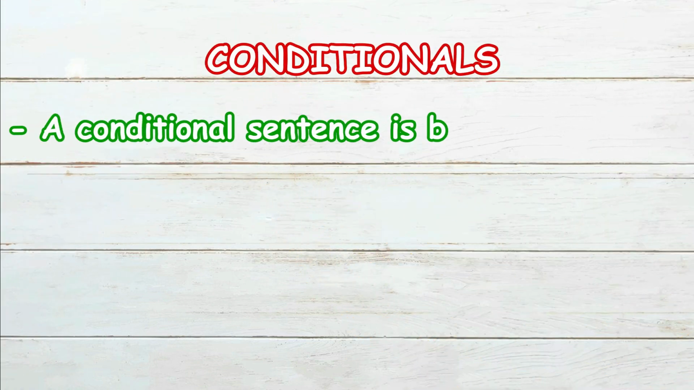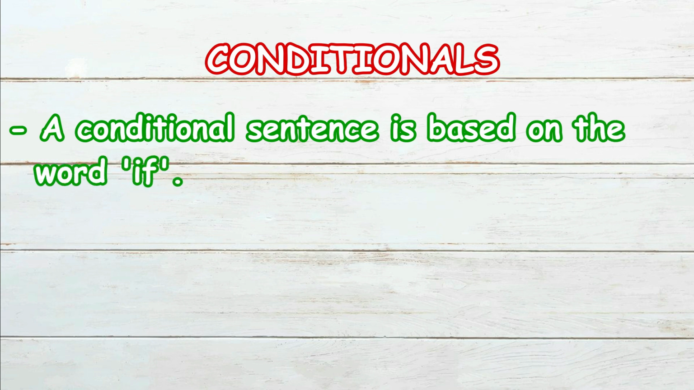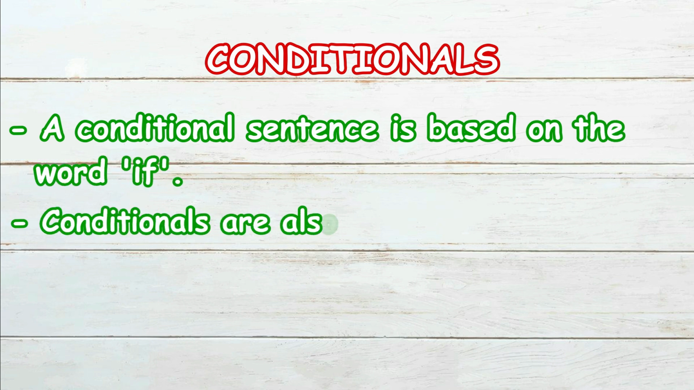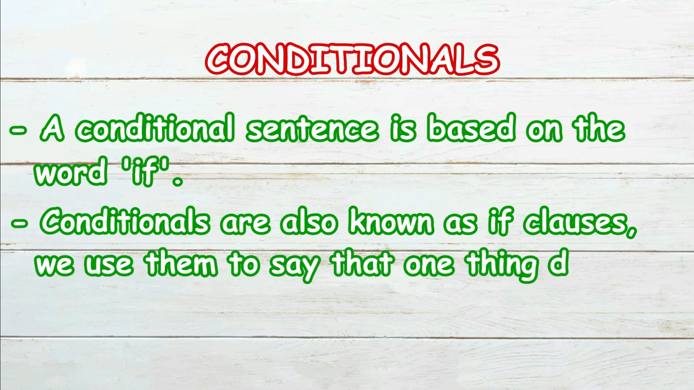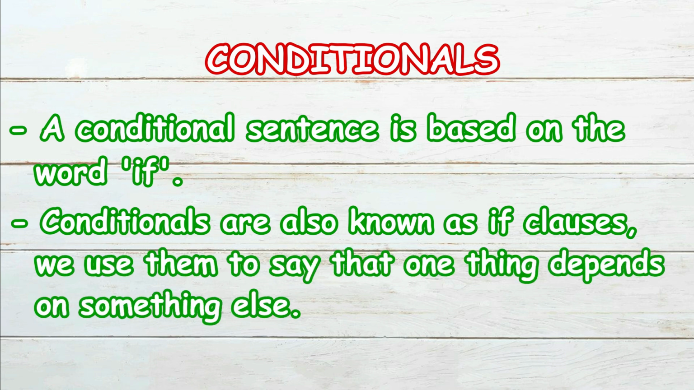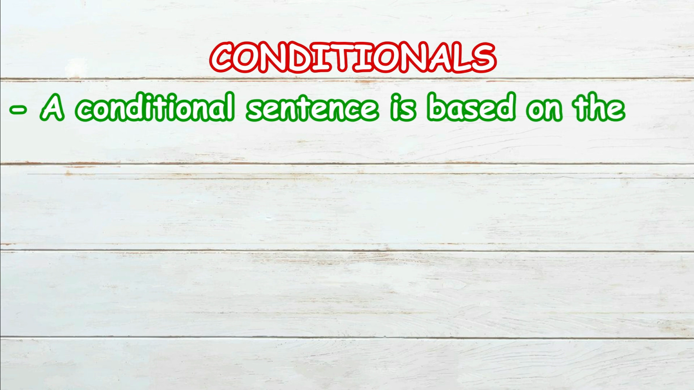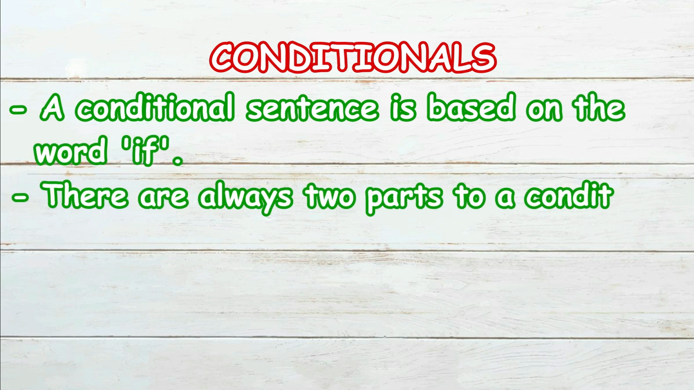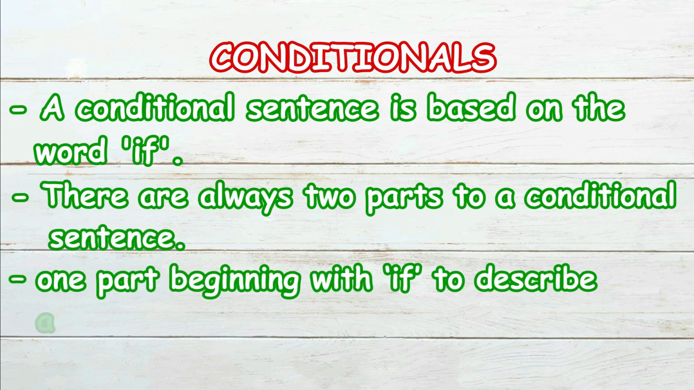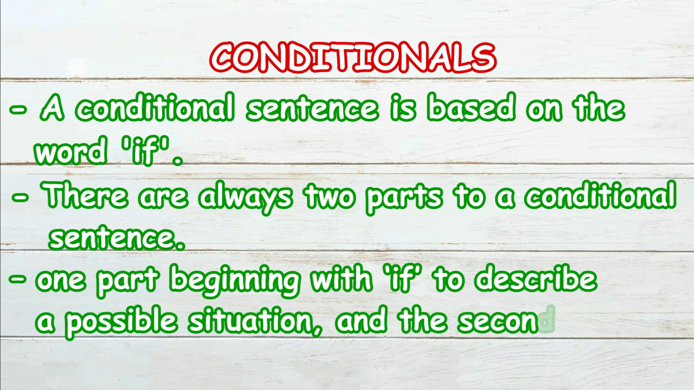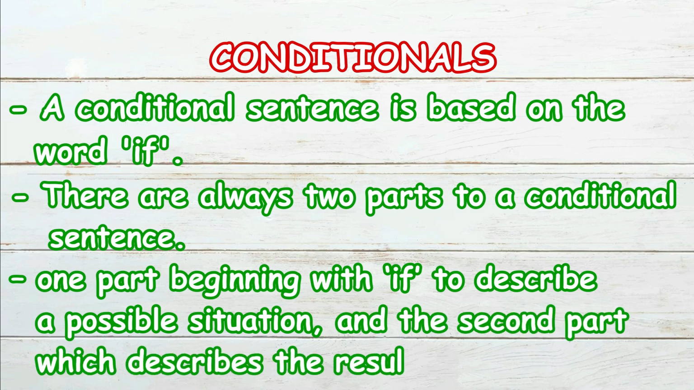A conditional sentence is based on the word if. Conditionals are also known as if clauses. We use them to say that one thing depends on something else. As mentioned earlier, a conditional sentence is based on the word if. There are always two parts to a conditional sentence: one part beginning with if to describe a possible situation, and the second part which describes the result.